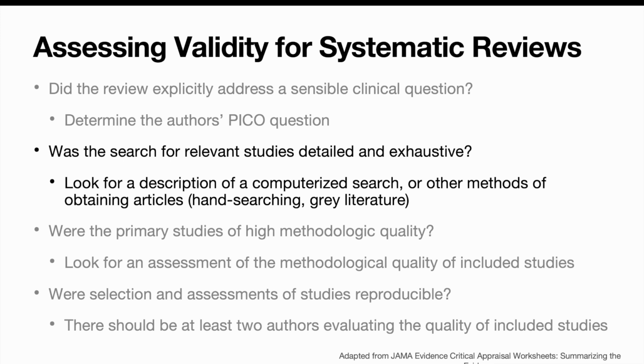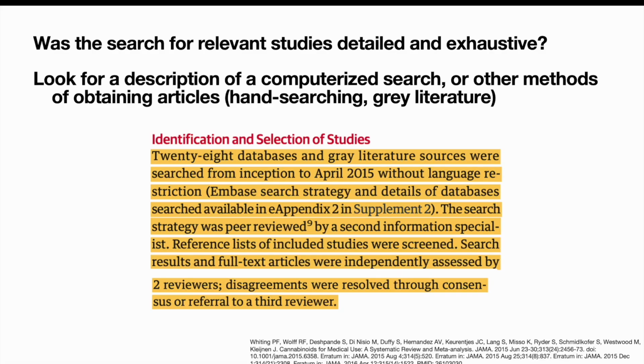So next we want to see, was the search for relevant studies detailed and exhaustive? And in that, we're going to look for a description of how they searched the literature. So there's a whole little section in there. It says identification and selection of studies. It says 28 databases and gray literature sources were searched from inception to April 2015 without language restriction, because we discussed how perhaps limiting your search to only one language, like English, could cause some bias in the results. So it's important to really reduce the risk of bias.